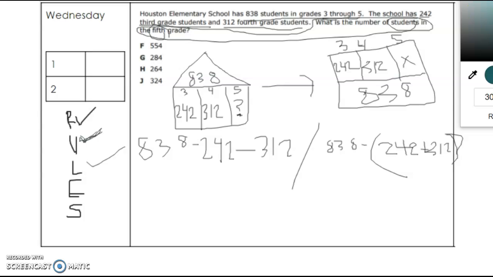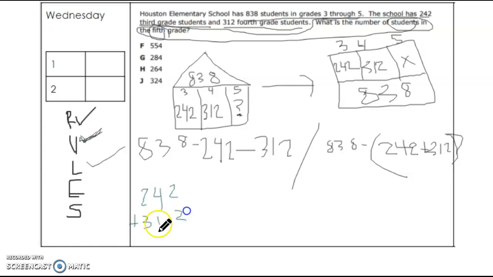I'm going to change the color. So I'm going to do 242 plus 312. So 242, my third graders, plus my fourth graders, I'm going to put them together, 312. So I start with the ones place. 2 plus 2 is 4. 4 plus 1 is 5. 2 plus 3 is 5. So I've got my third and my fourth graders together.